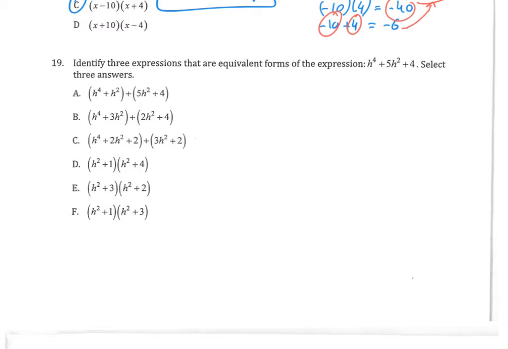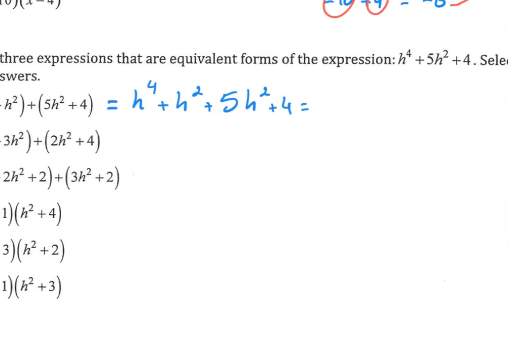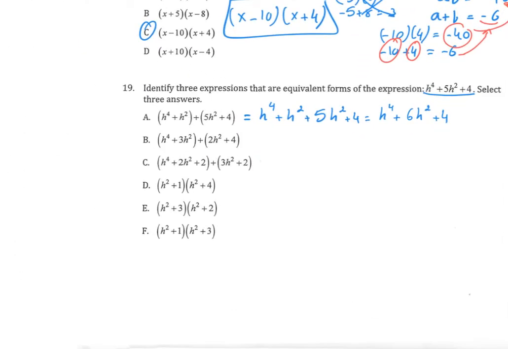Let's try to evaluate each one here, right? So A, we're going to remove the parentheses here. We're going to have h to the fourth, plus h squared plus 5h squared plus 4, right? And we're going to combine the like terms with the same degree. So we got h to the fourth power plus 6h squared plus 4. And that's not the same as what we have here, okay? So A is wrong. We don't need A.